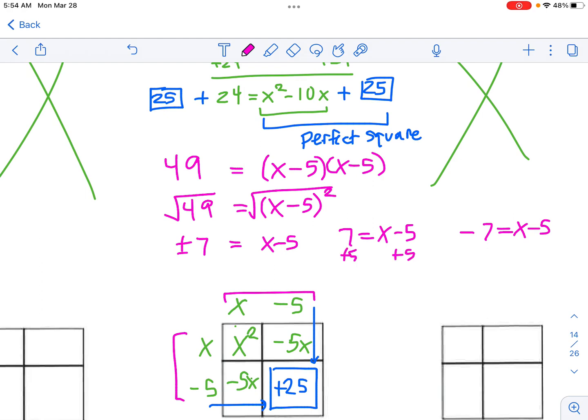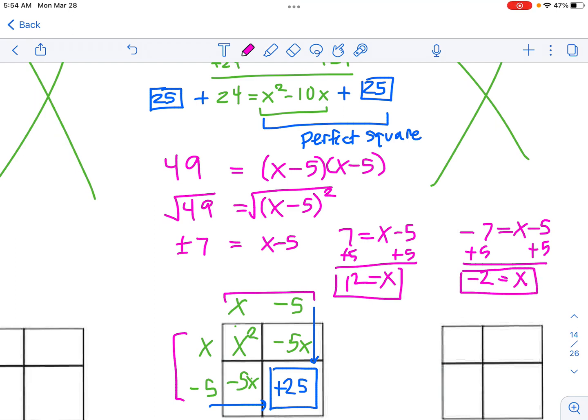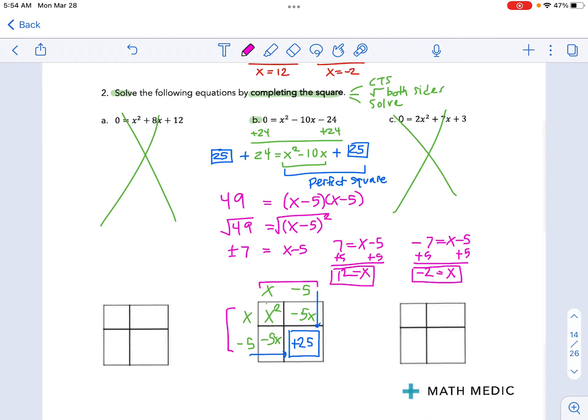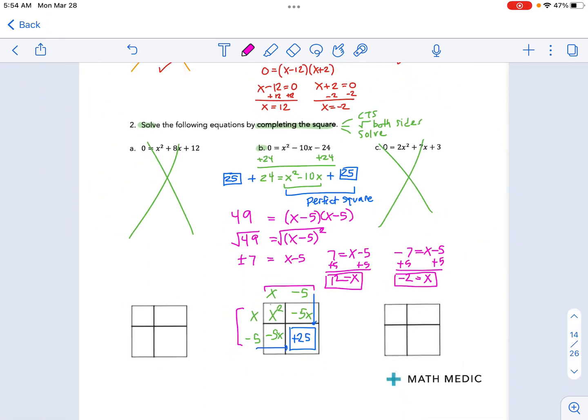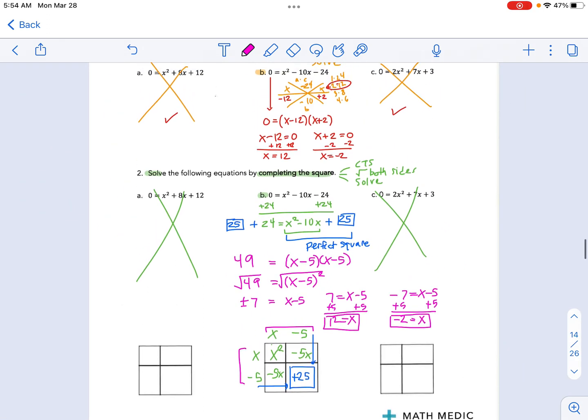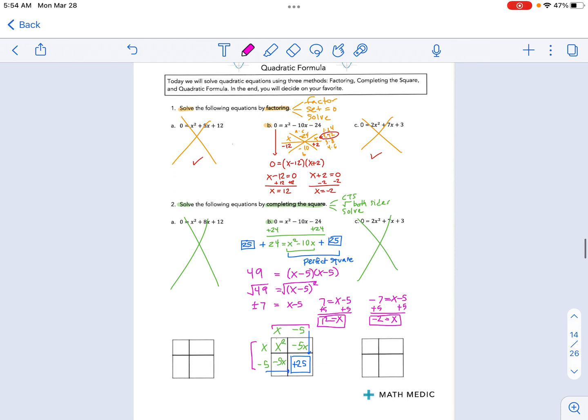Okay, adding 5 to both sides, I get x equals 12. And then adding 5 to both sides on this solution gets us x equals negative 2. So these are the two solutions for the quadratic, and notice that matches the two solutions above, 12 and negative 2. All right, we should get the same answer if we're working the same problem no matter what technique we use.